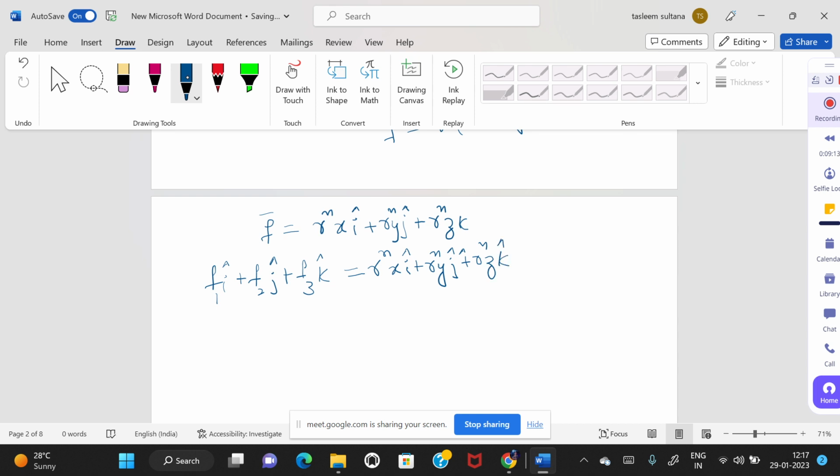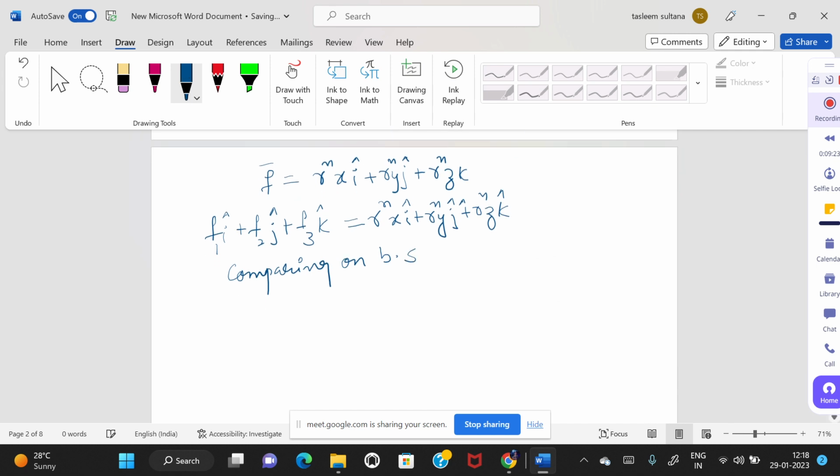Now comparing on both the sides, what we are going to get: f1 equals r to the power of n into x, f2 equals r to the power of n into y, f3 equals r to the power of n into z.